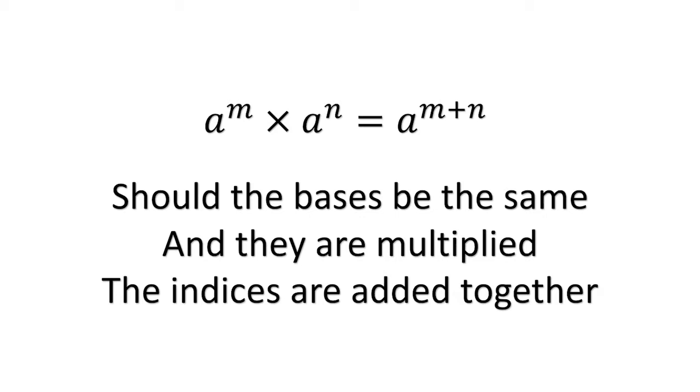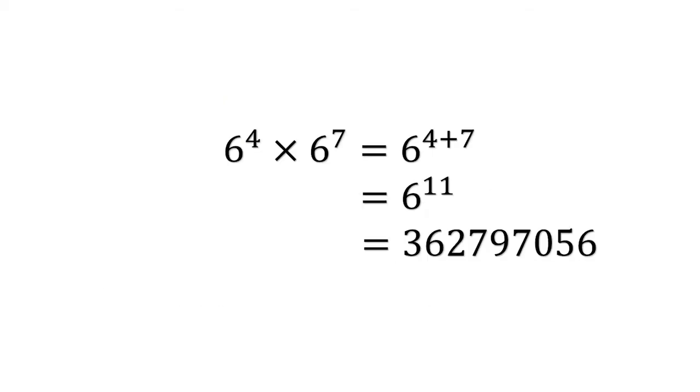First of all, the most important rule to remember here is the bases. What is a base? These are bases. The bases need to be the same. If they are not the same, we cannot use the law. And if they are multiplied with each other, then we add the two indices together. That one and that one we are going to add together there. All right, so that is very, very important to remember. Let's have a look at an example or two.